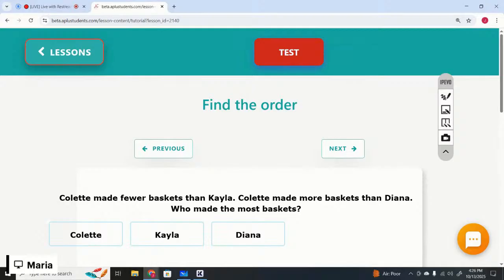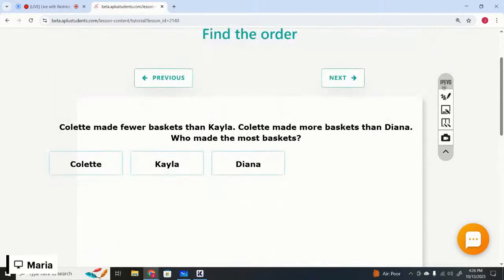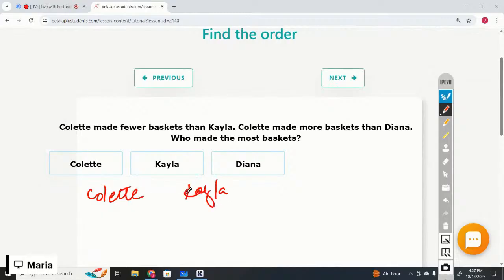Khalid made fewer baskets than Kela. Khalid made more baskets than Diana. Okay, so just look at it again. You need to find out the order actually. Khalid made fewer baskets than Kela. So Khalid makes fewer and Kela makes more. Khalid made more baskets than Diana. So here is Diana, because Khalid made more than Diana.